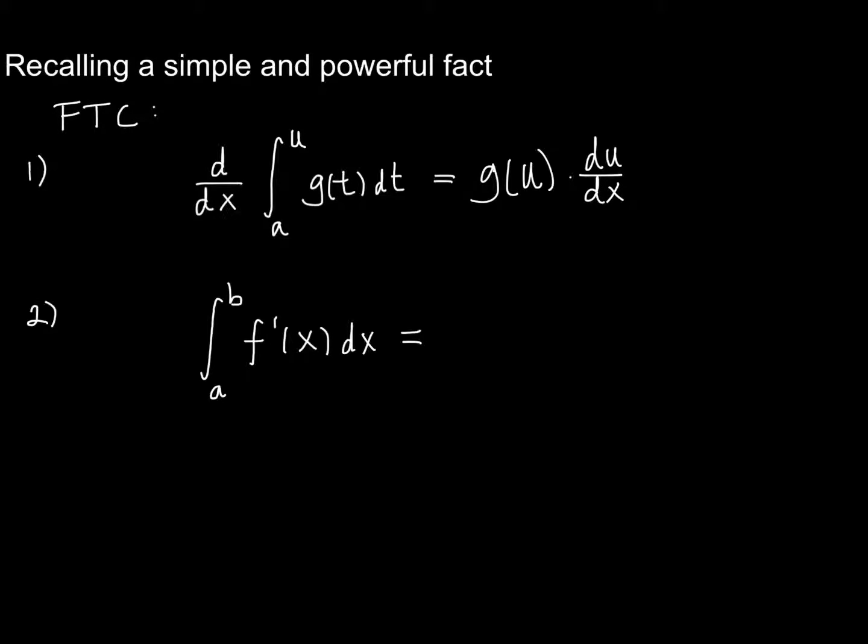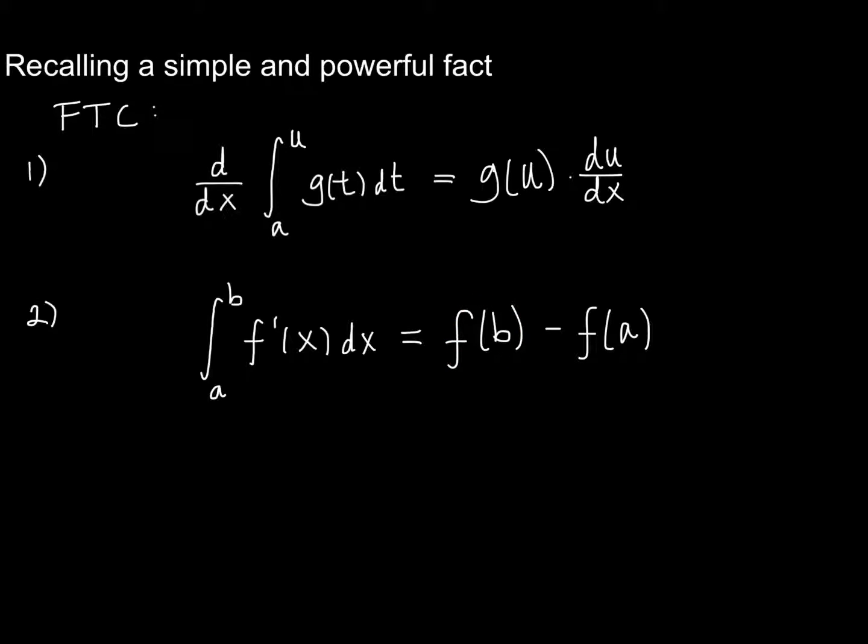Secondly, we have the simple fact that the integral from a to b of f prime of x dx, this is simply the change of f, not f prime, the change of f between a and b. In other words, it is f of b minus f of a. You can think of this as literally what we mean when we say displacement. When we take the integral from a to b of the velocity, that is simply the change in position between a and b.